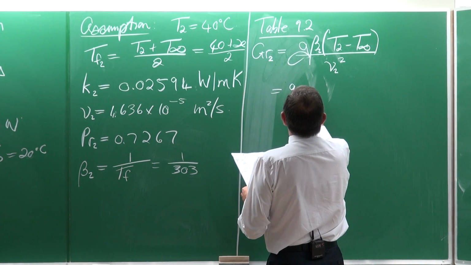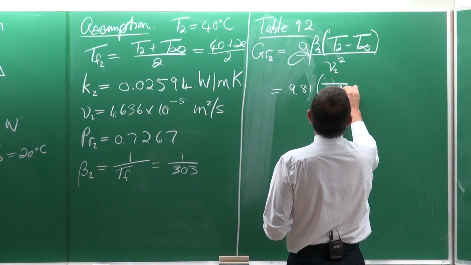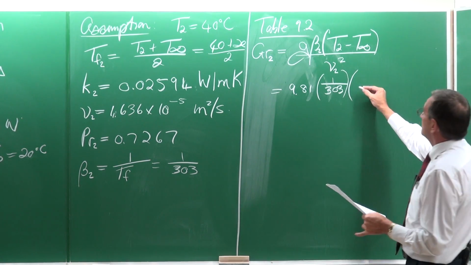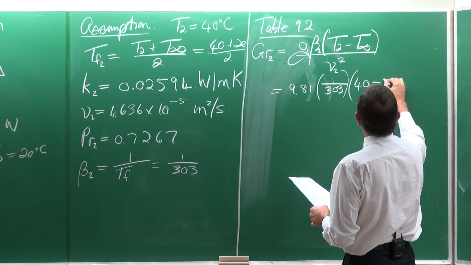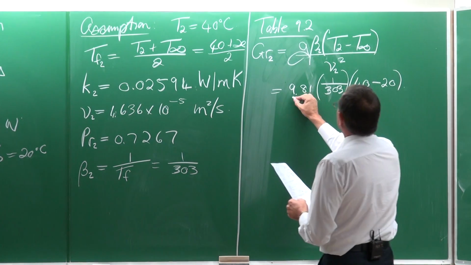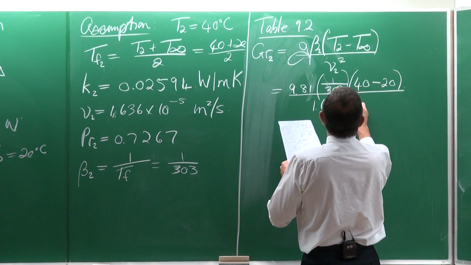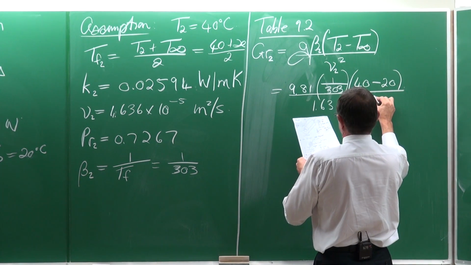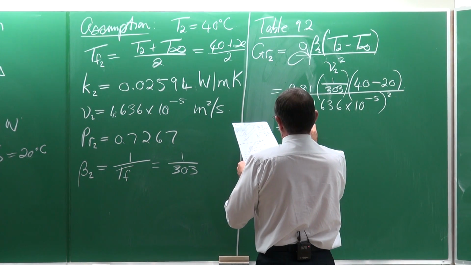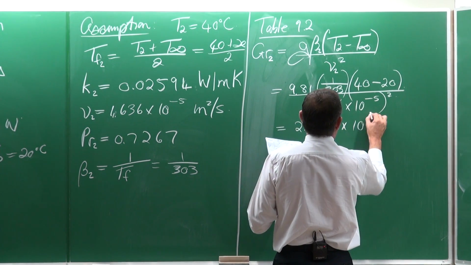So G is equal to 9.81, beta is equal to 1 divided by 303. The surface temperature, we don't know what it is, but I've selected 40 degrees, made the assumption of 40 minus 20, divided by the kinematic viscosity, which is equal to 1.636 multiplied by 10 to the minus 5, everything squared, and that gives me a Grashof number of 2.594 multiplied by 10 to the 6.